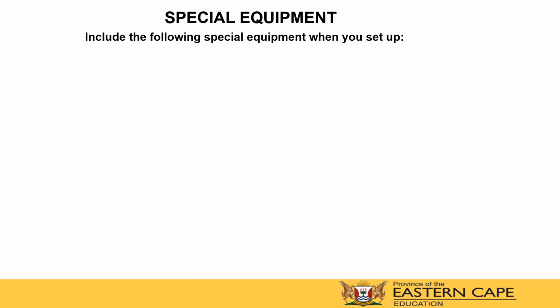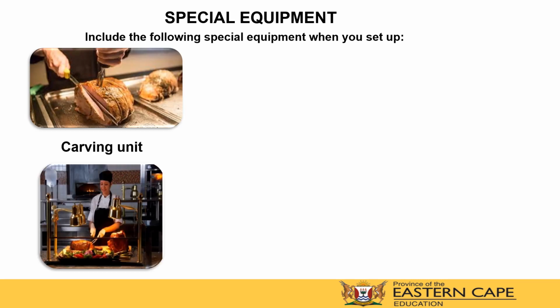Part of mise-en-place is also setting up your special equipment. These include the following special equipment. Firstly, your carving unit. This is the area where you would cut or slice your joints of meat, your leg of lambs, your gammons, your roast beefs on the carving unit. Now this needs to be cleaned prior to the guest's arrival or prior to even the joints being placed on the carving unit.